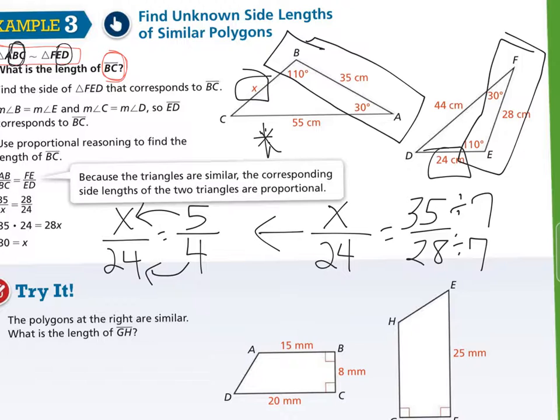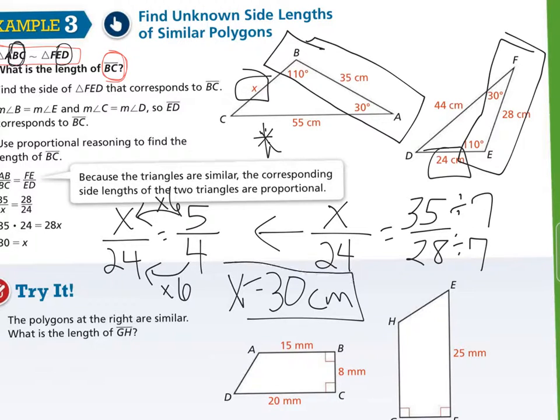Going from 4 to 24 would be multiplying by 6. So if my denominator is being multiplied by 6, my numerator is also multiplied by 6, if these are equal to each other. And so that would mean X is equal to 30. So 30 centimeters would be the length of segment BC.